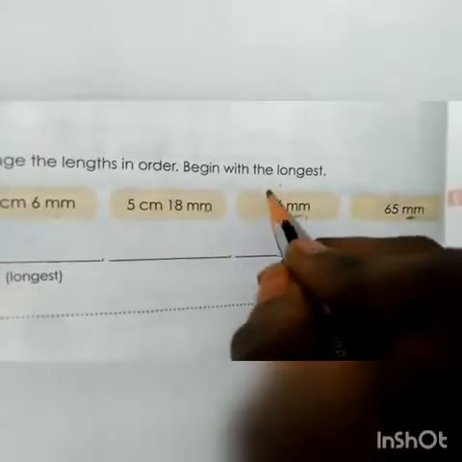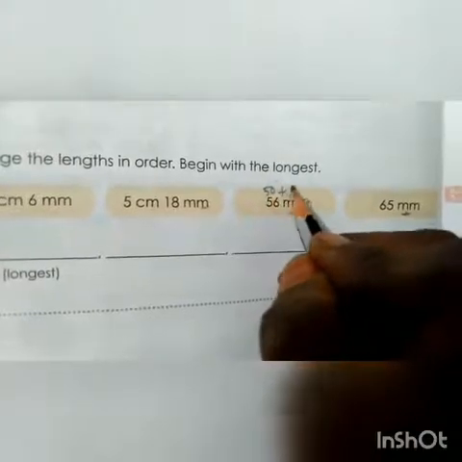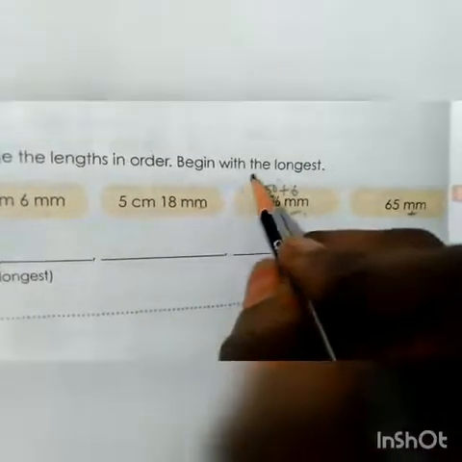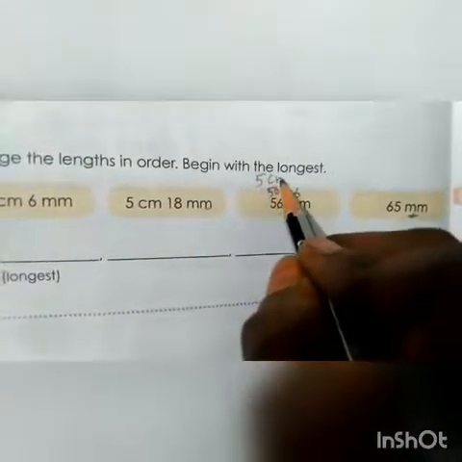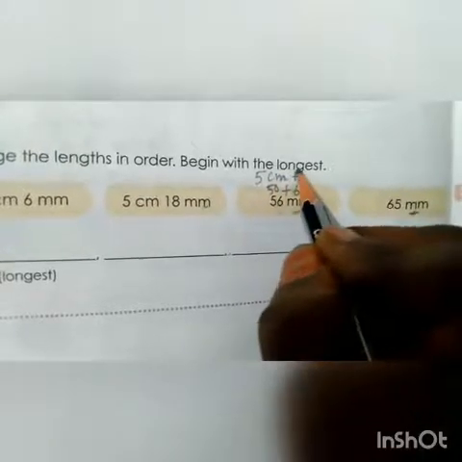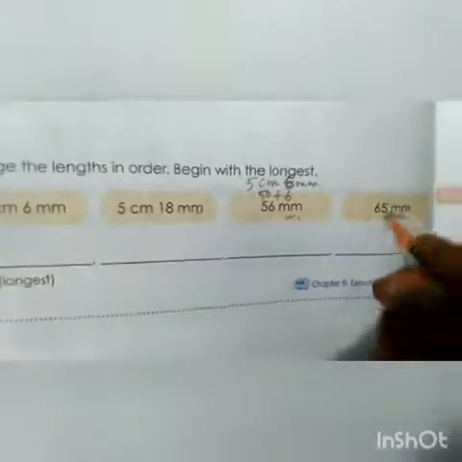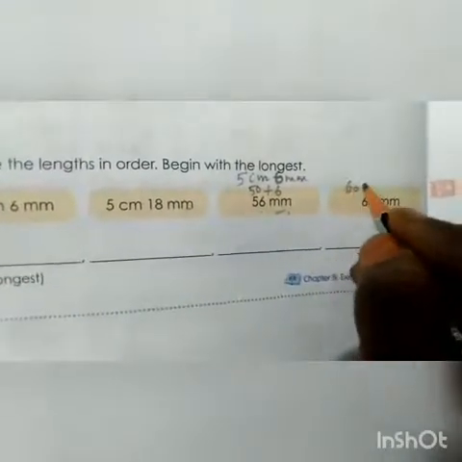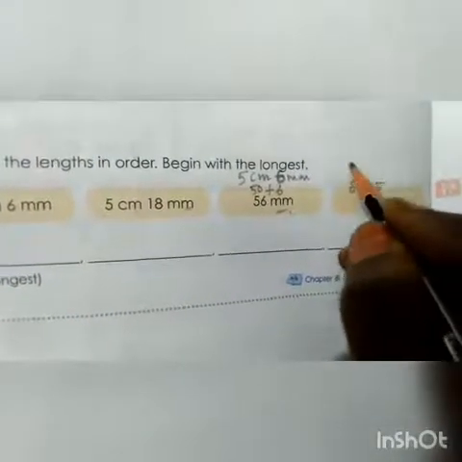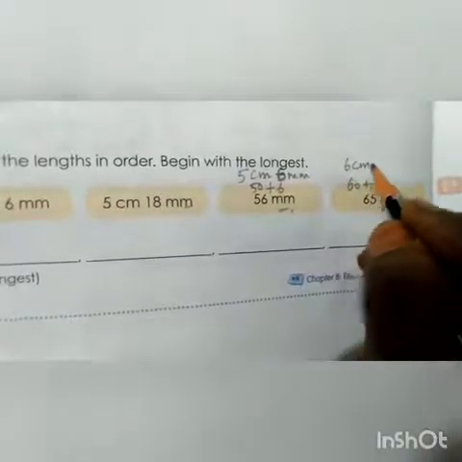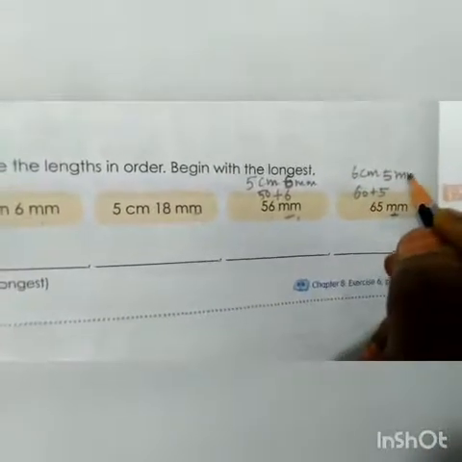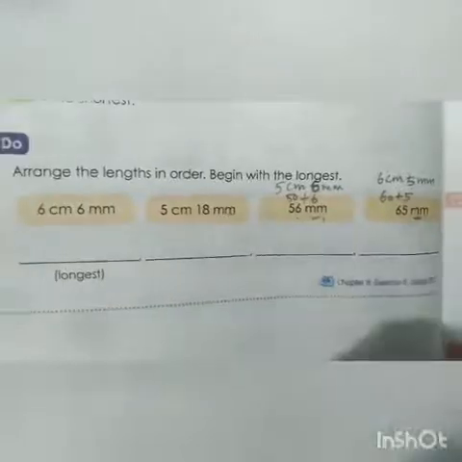56 can be written as 50 plus 6. So 50 millimeter is equal to 5 centimeter, 5 centimeter plus 6 millimeter. And 65 millimeter can be written as 60 plus 5. So 6 centimeter 5 millimeter. Now all the values are of the same unit.